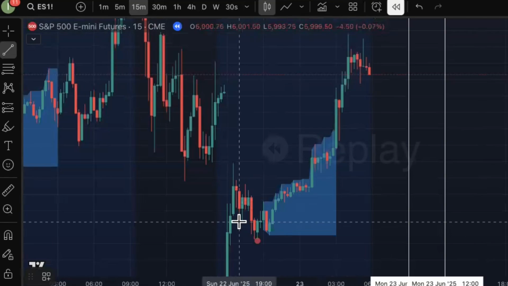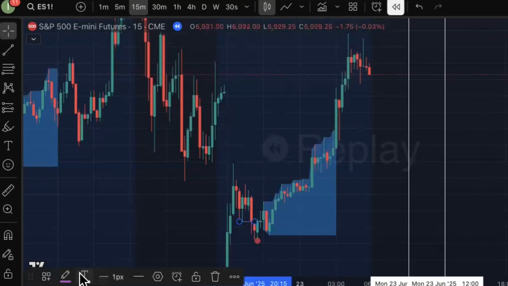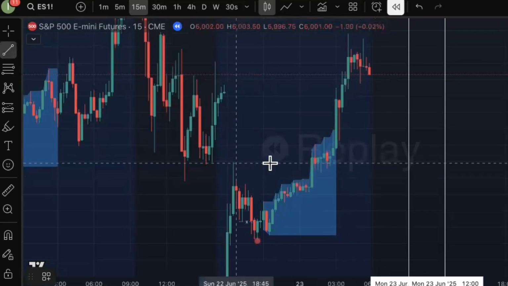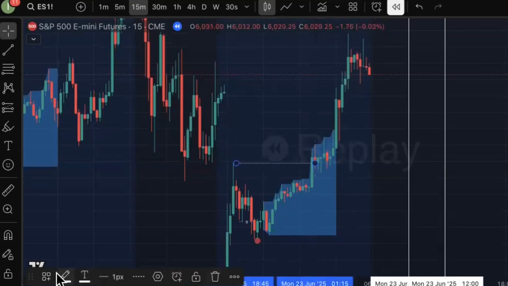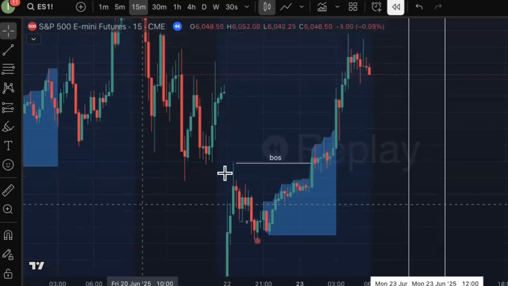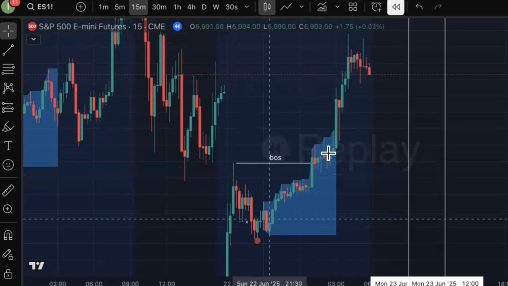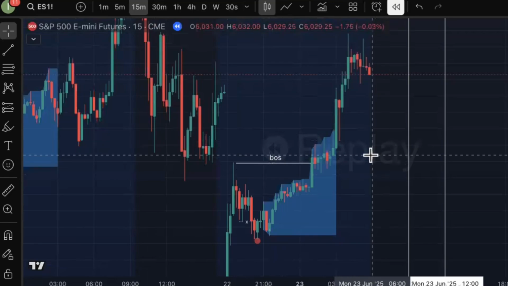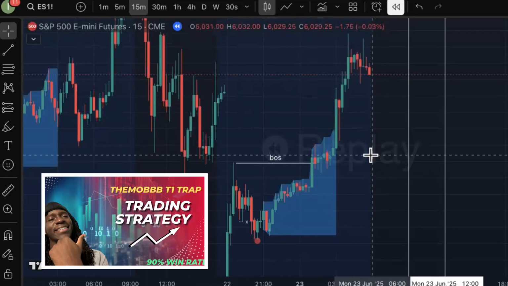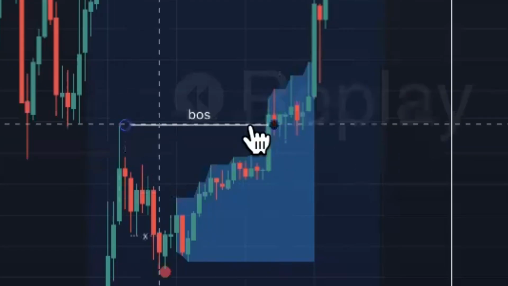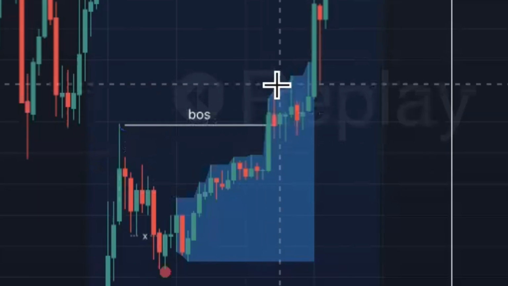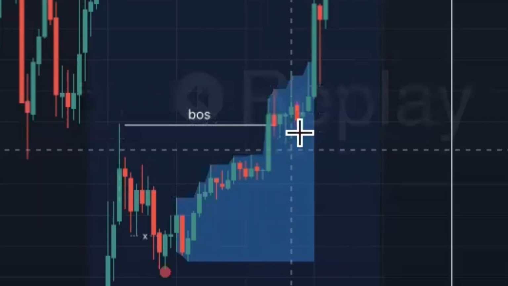Now, drawing out my market structure, we ran out this liquidity. And right after running that liquidity, we broke this structure here. So ran out liquidity, broke structure. Now, I always look for the T1. What is the T1? The T1 is the very first pullback after you break structure. So you see how we broke structure here? The market came up, came back down, pulled back, and then continued up.